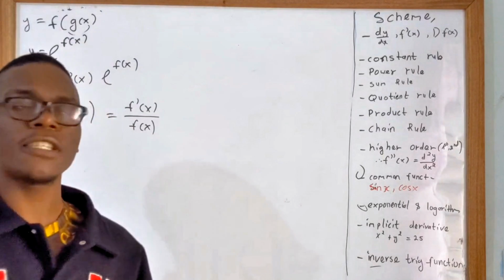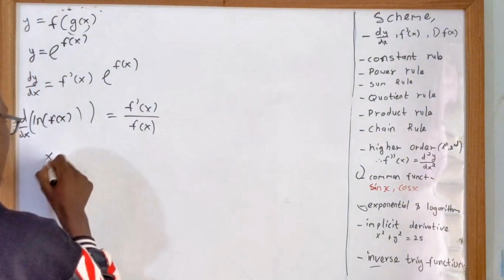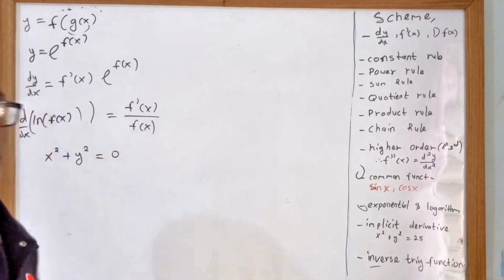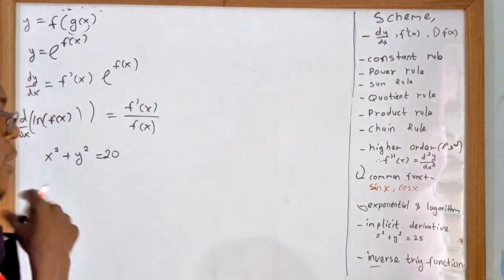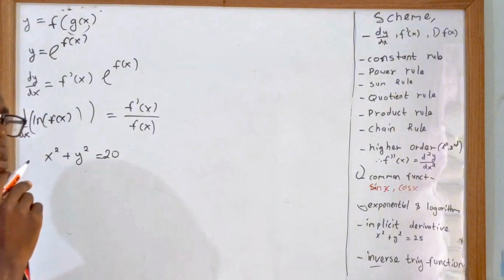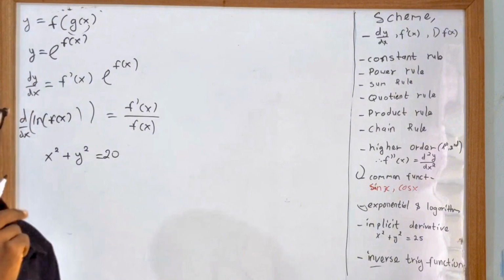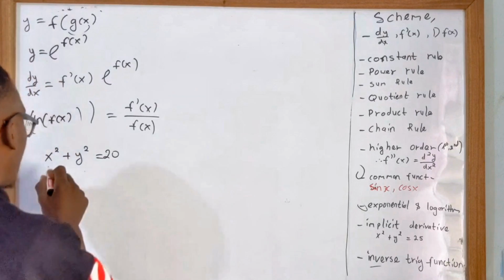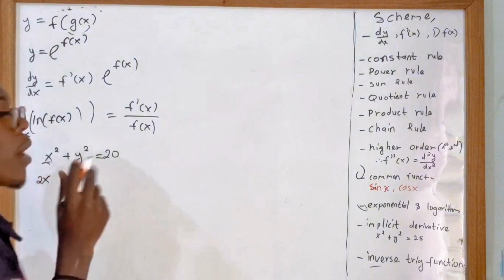Let's talk about implicit derivative. That's something tricky. If you have, for example, x squared plus y squared is equal to 20, they just put 20 so it should be a constant, and you're asked to differentiate this. What comes to your mind is an x and a y. How are you going to do that with respect to x? With respect to x, this will be equal to 2x using the power rule.